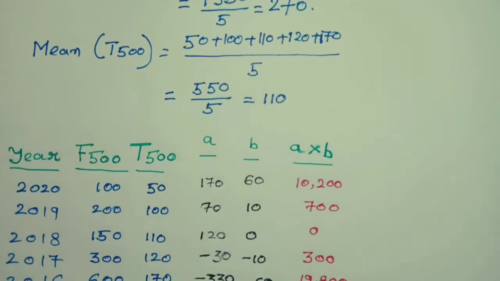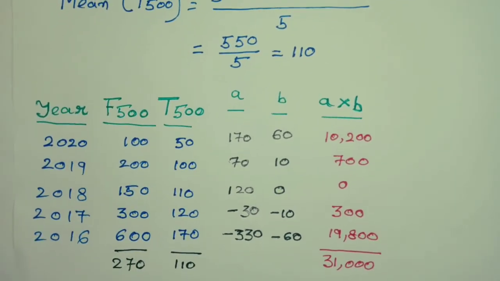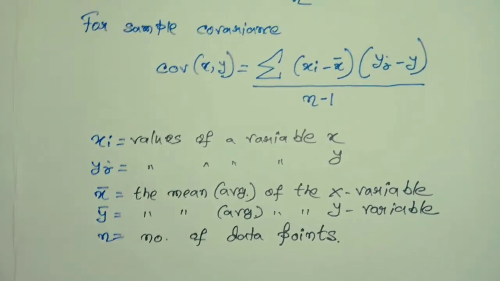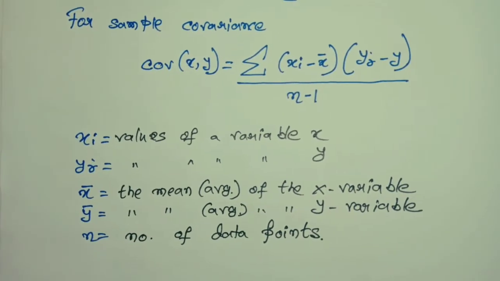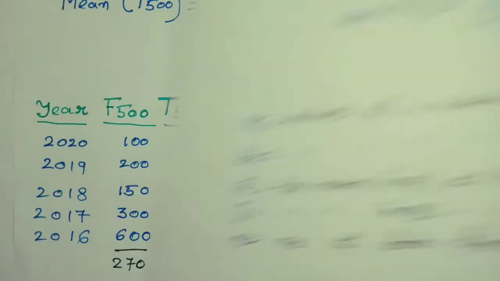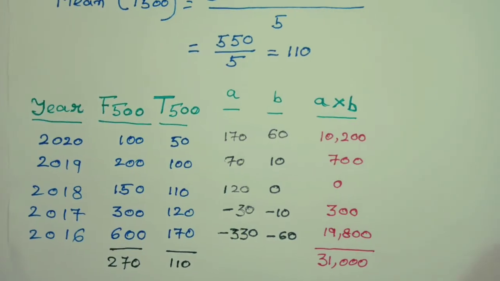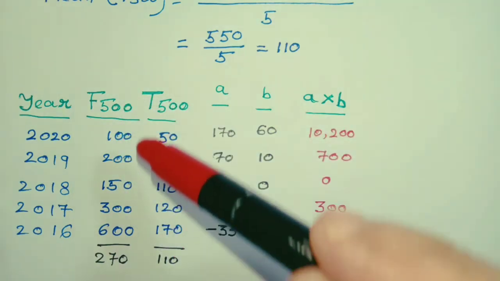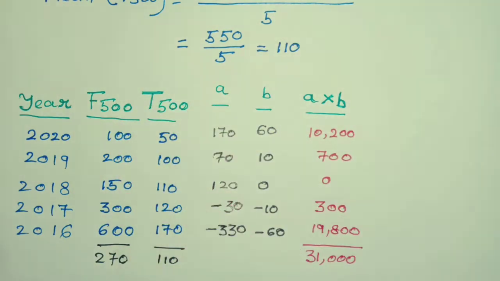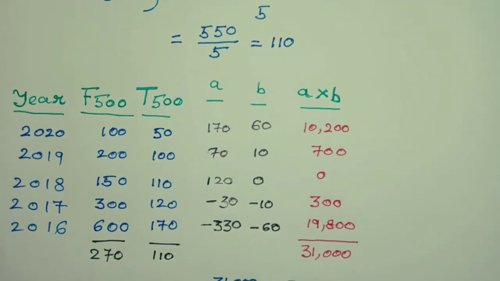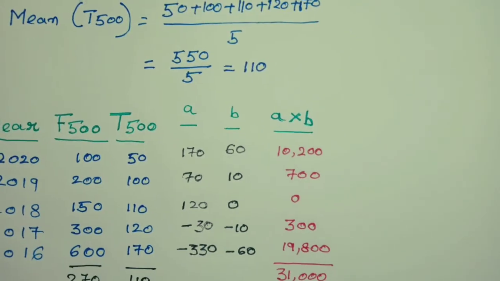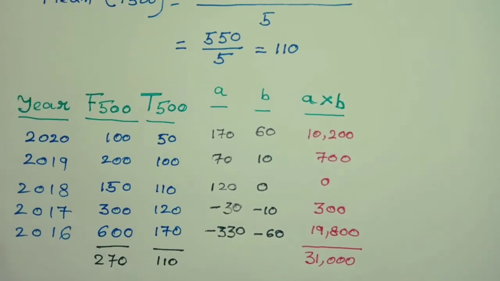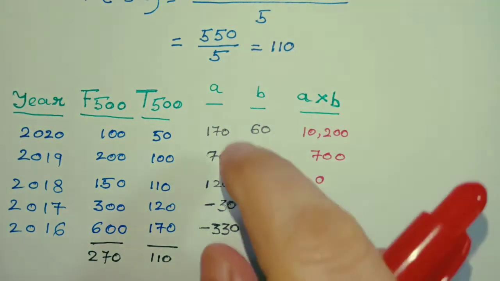Now you see what I have done. I'm just going ahead with the formula which we have shown earlier. If you want to have a quick glance, here it is. This is the formula that we are following. Okay, so you see here what I have done is that I have noted down the years, and similarly the F500 values, T500, and below, 270 and 110, these are basically the mean, the average mean that I have calculated from the above part.